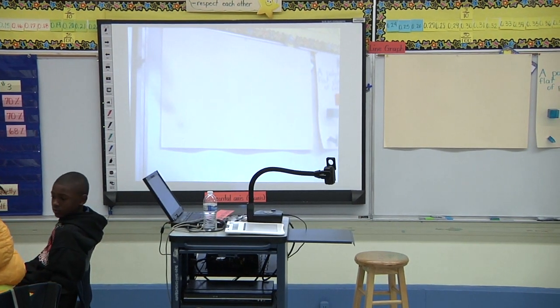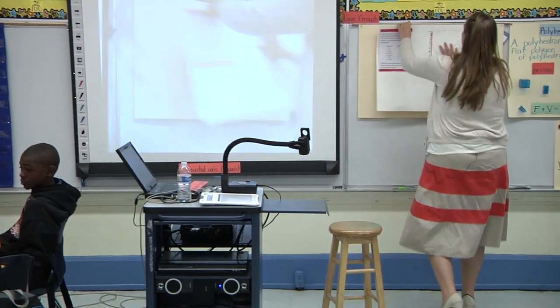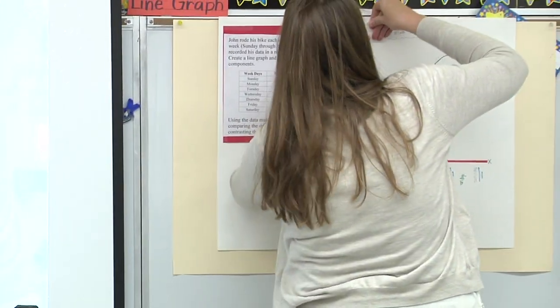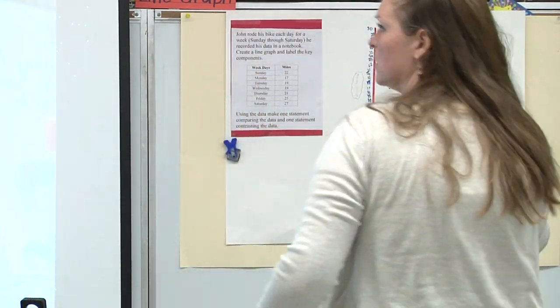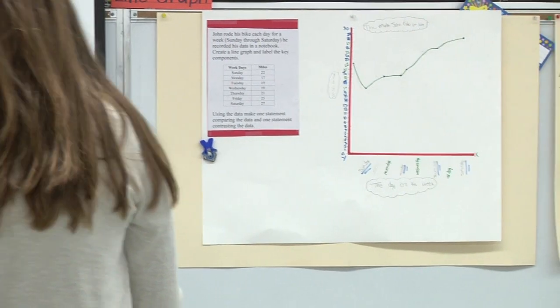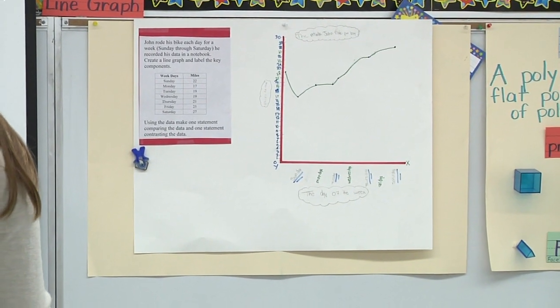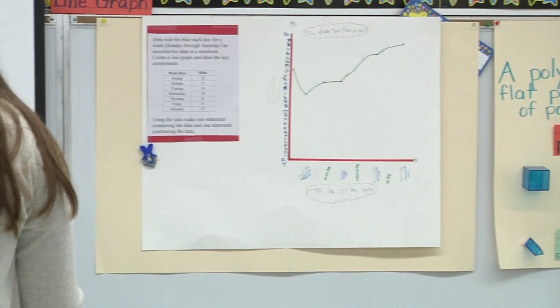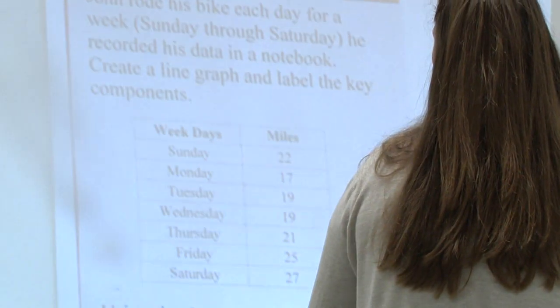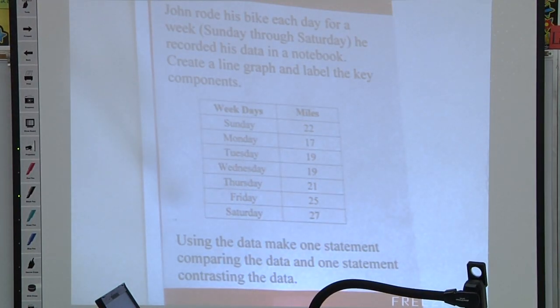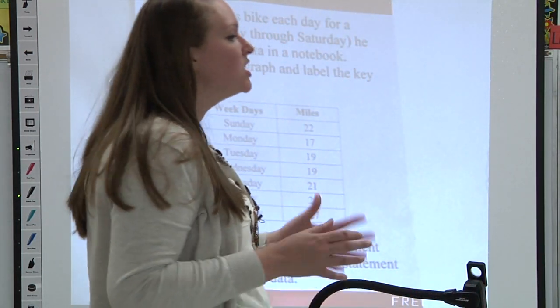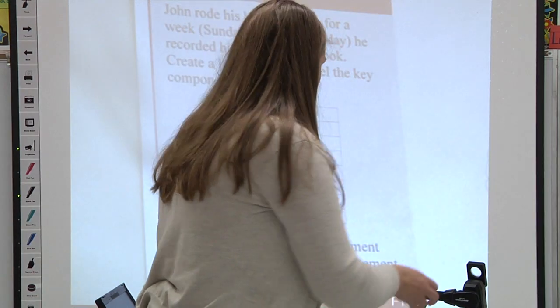Okay. Let's put it up here. Let's see what we got here. What are we looking at, table one? This is their problem. It says, John rode his bike each day for a week, Sunday through Saturday. He recorded his data in a notebook. It says, create a line graph and label the key components. Using the data, make one statement comparing the data and one statement contrasting the data. Okay, so talk to us, table one. What did you do? Angel, can you go up there and present for us?